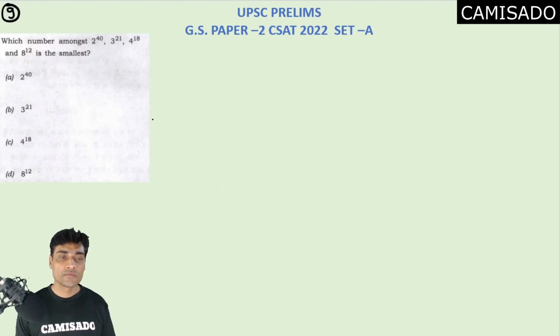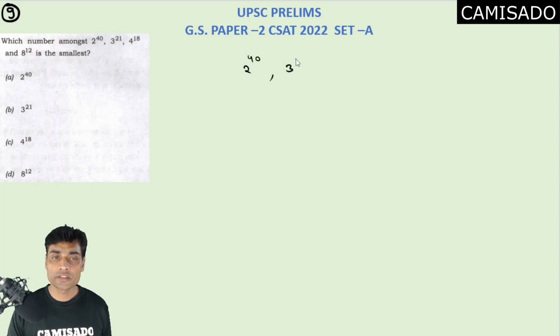So the question is, which of the following statements are not correct? All the 3 statements are wrong, therefore D is the correct option. Now next, this question: which among the following is the smallest? Now you can see here it's 2 raised to power 40, then 3 raised to power 21, 4 raised to power 18, and 8 raised to power 12.